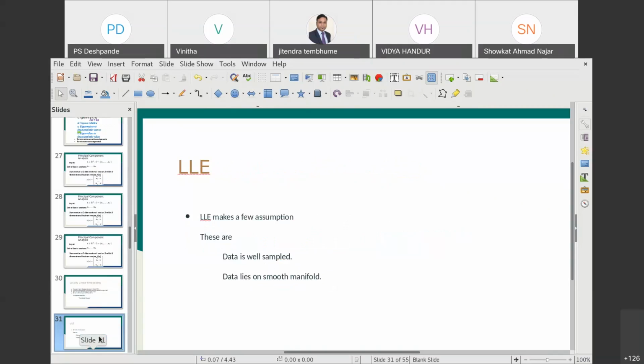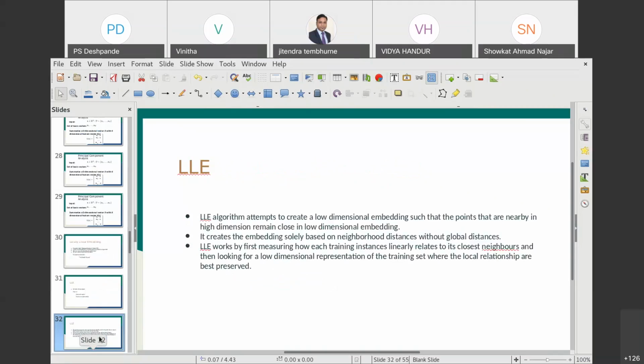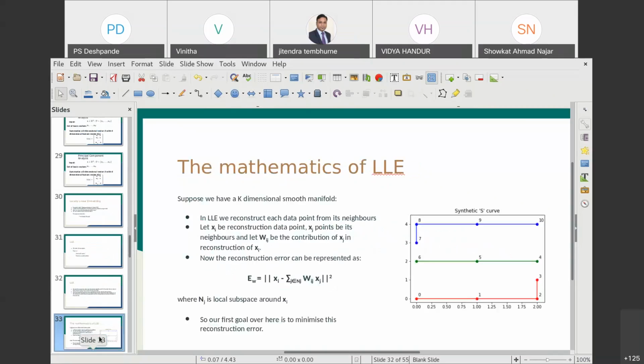This is again based on the concept of manifold. First, you see what is the meaning of the manifold. You just look at this figure. If you traverse this curve from 0, 1, 2, 4, 5, 6, 7, 8, this is the manifold.